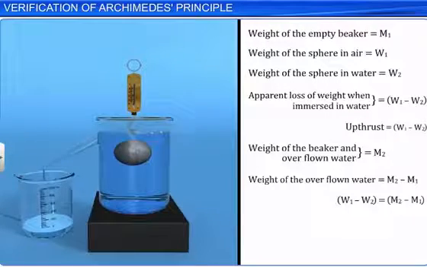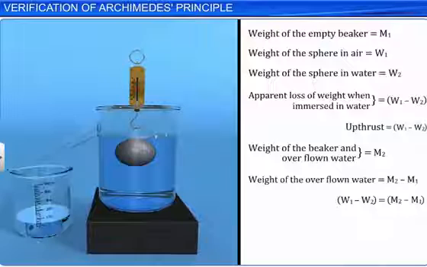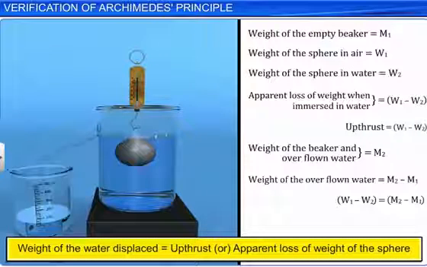Since the water that overflowed is actually the water displaced by the immersed sphere, we can conclude that the weight of the water displaced is equal to the upthrust or the apparent loss of weight of the immersed sphere. This verifies Archimedes' principle.